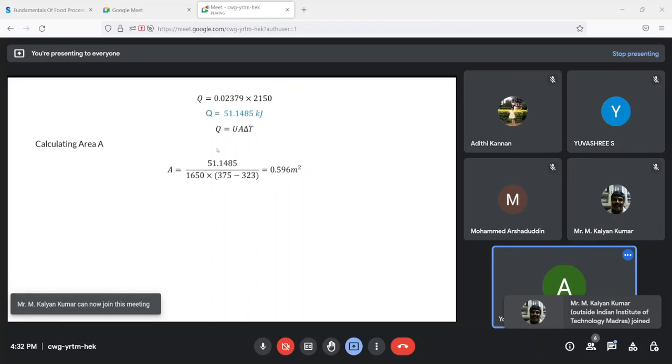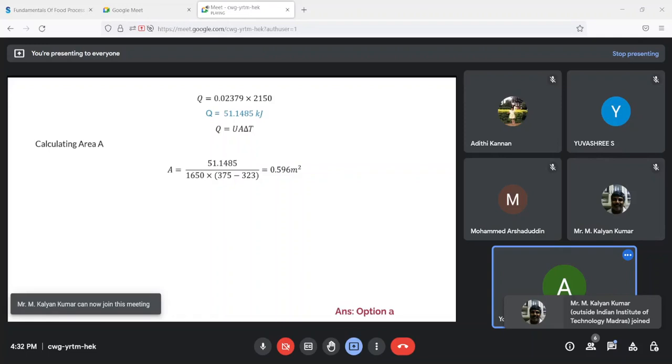So area is equal to Q, which is 51.1485. U is given 1650 watt per meter square Kelvin, and delta T here is the temperature of the steam minus temperature of the feed, or the boiling point temperature rather. So Ts minus T1 will be your delta T in this equation always. So 375 Kelvin minus 323 Kelvin. From this you can get area as 0.596 meter square. So the answer to this question is option A.